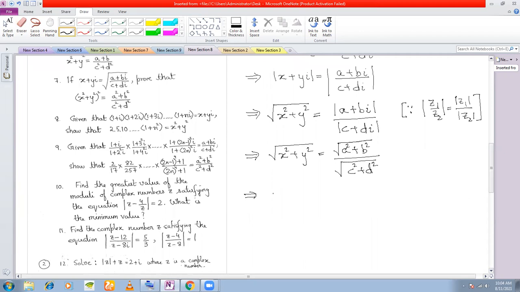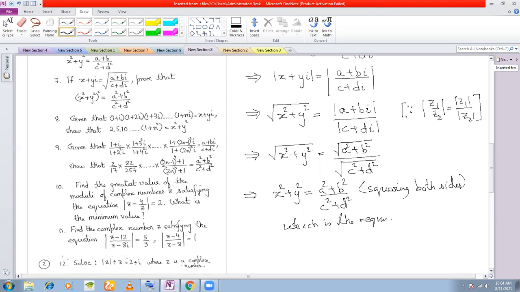Now you square both sides to get the required proof. Which is the required proof? Okay. So this was a simple enough problem. Let's look at the next one.